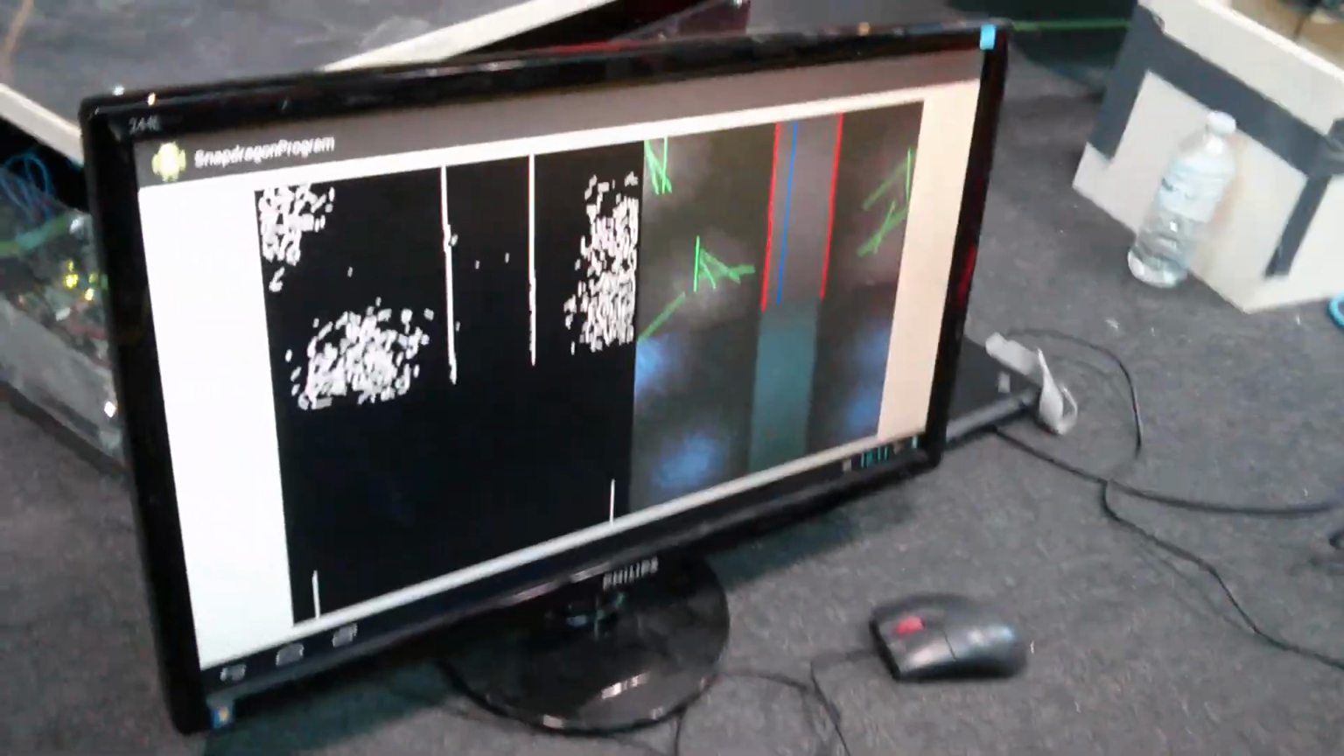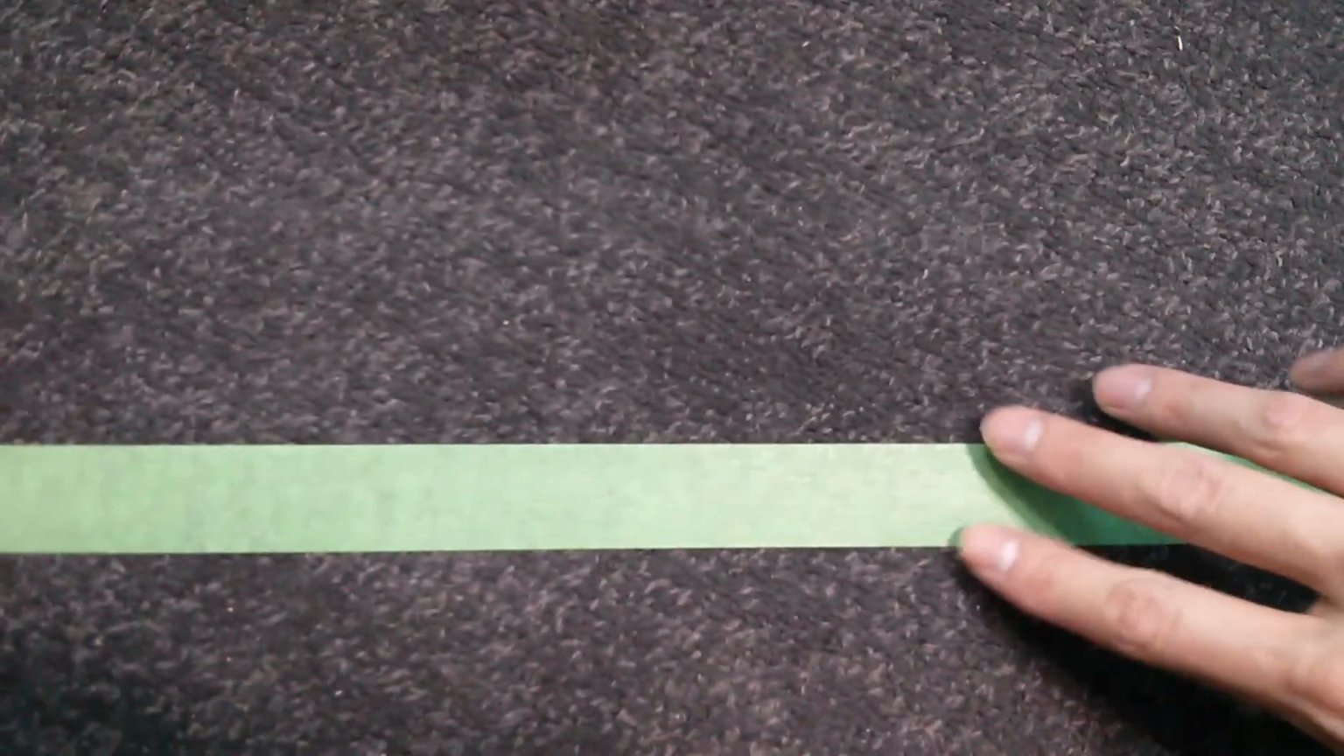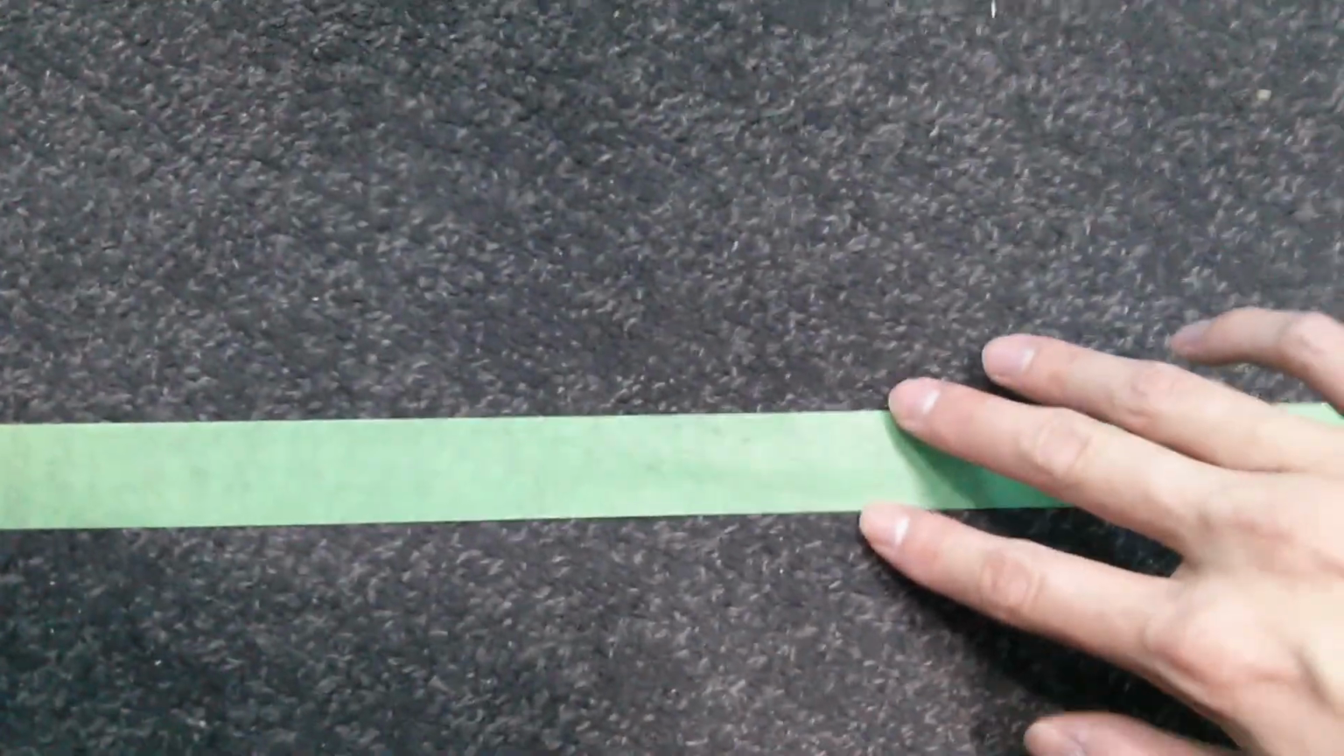So you can see the surface that we're dealing with. The surface that we're dealing with is really, really rough. It's a dirty carpet along the whole thing, and we're still able to detect the green line underneath the robot, which is really neat.